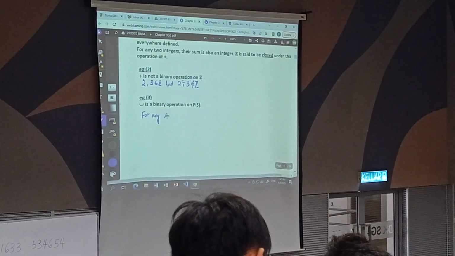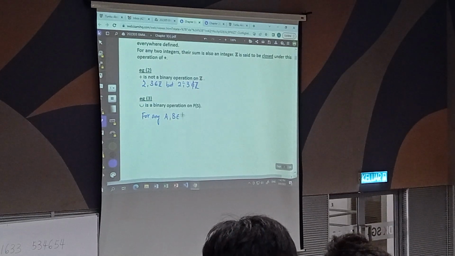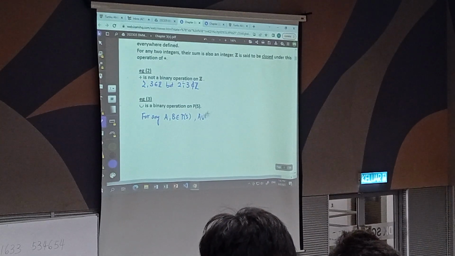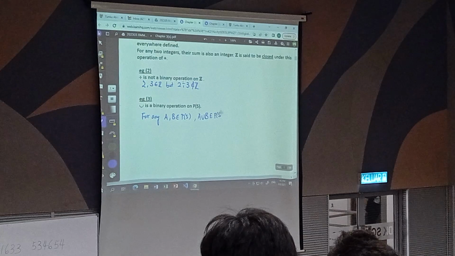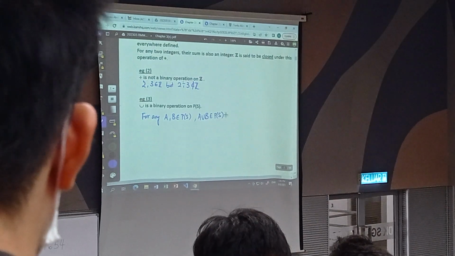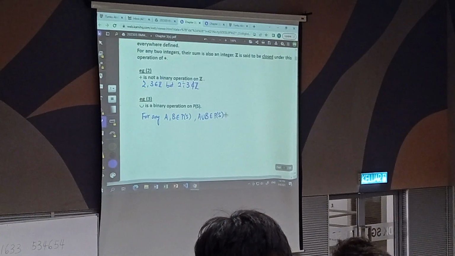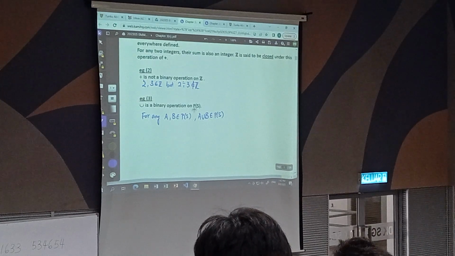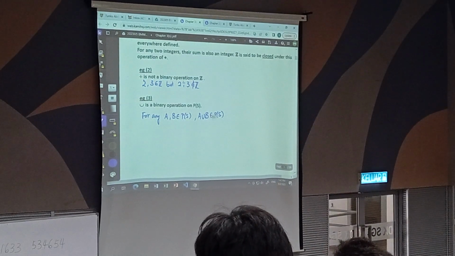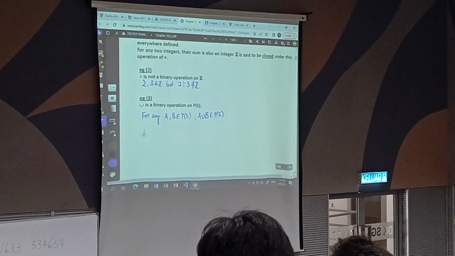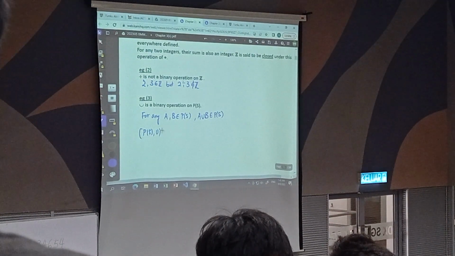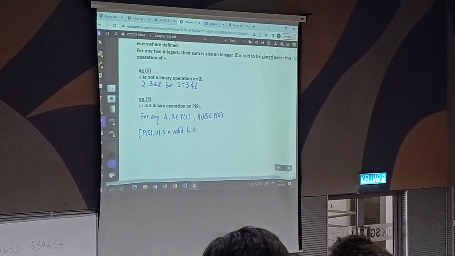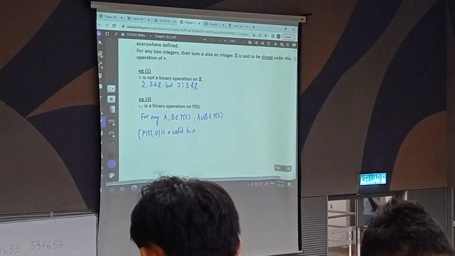Okay, for any A and B that belong to the power set of S, A union B will also belong to the power set of S. So this is a valid binary operation also. As long as we write like this, then you will know that the power set of S and the union is a valid binary operation. You don't follow me?